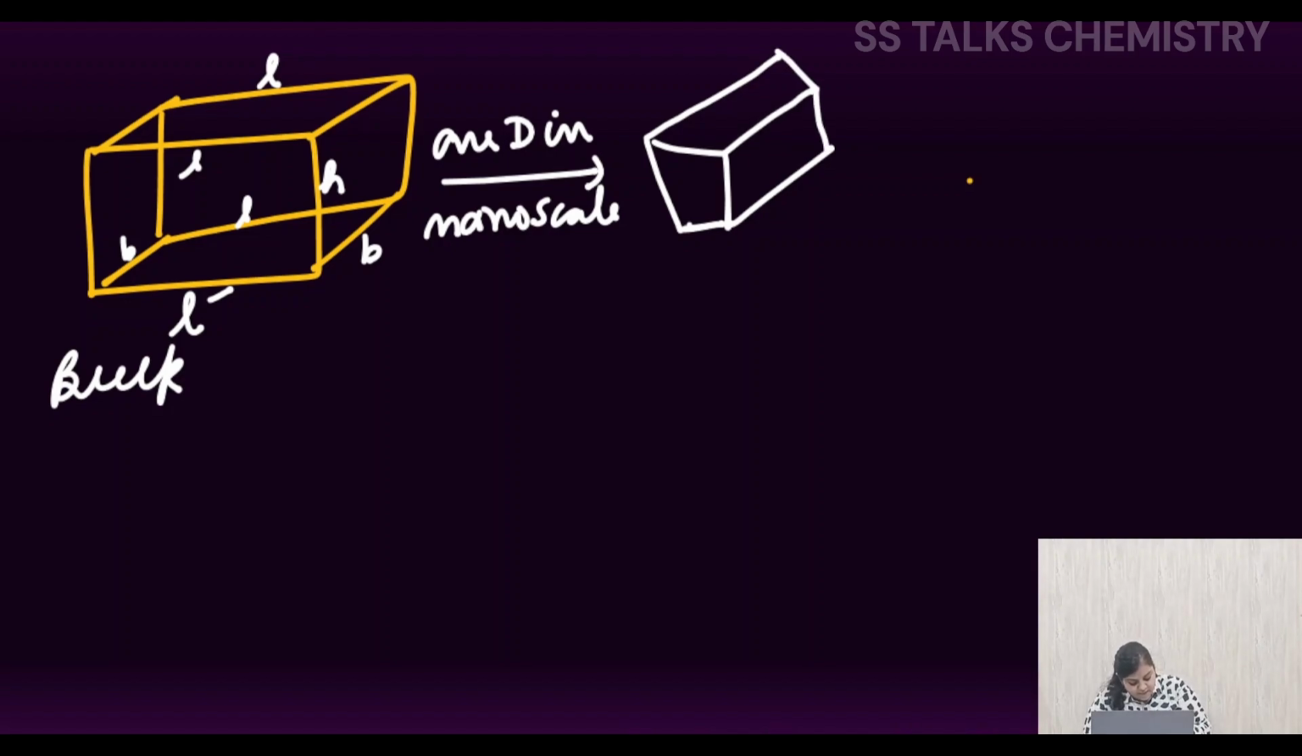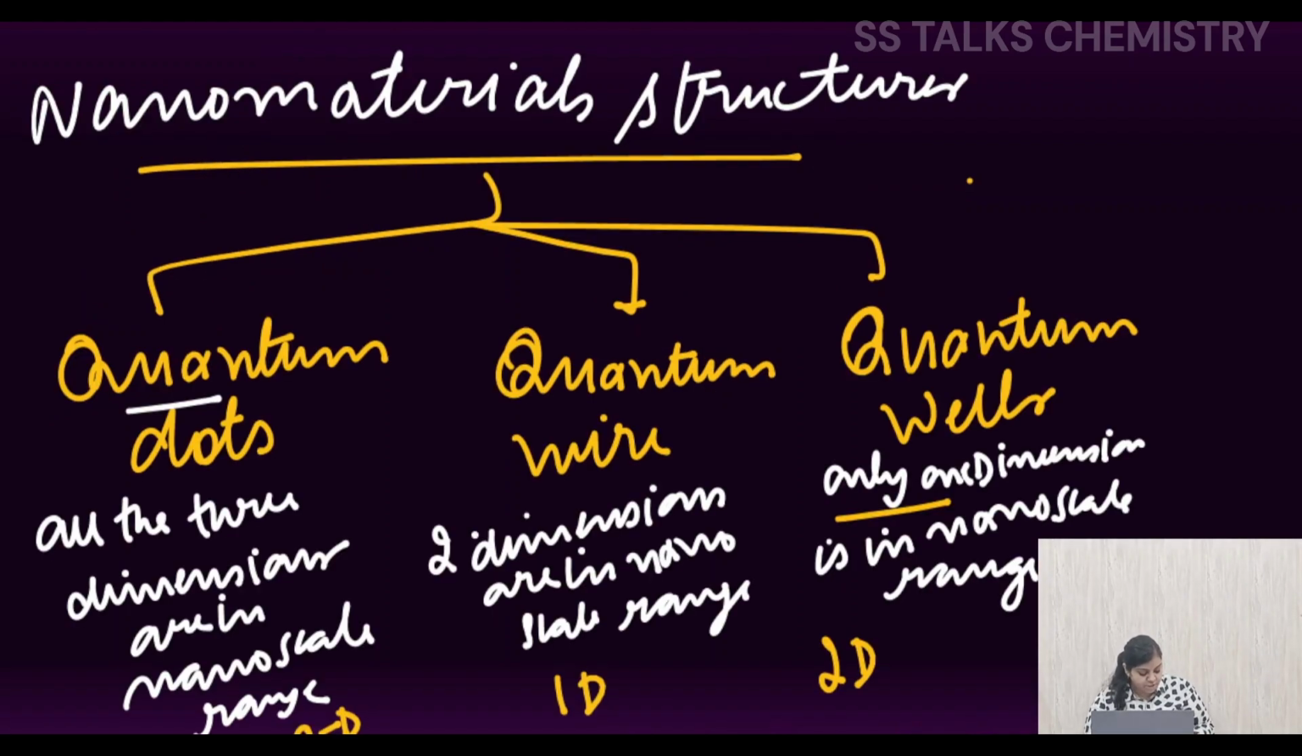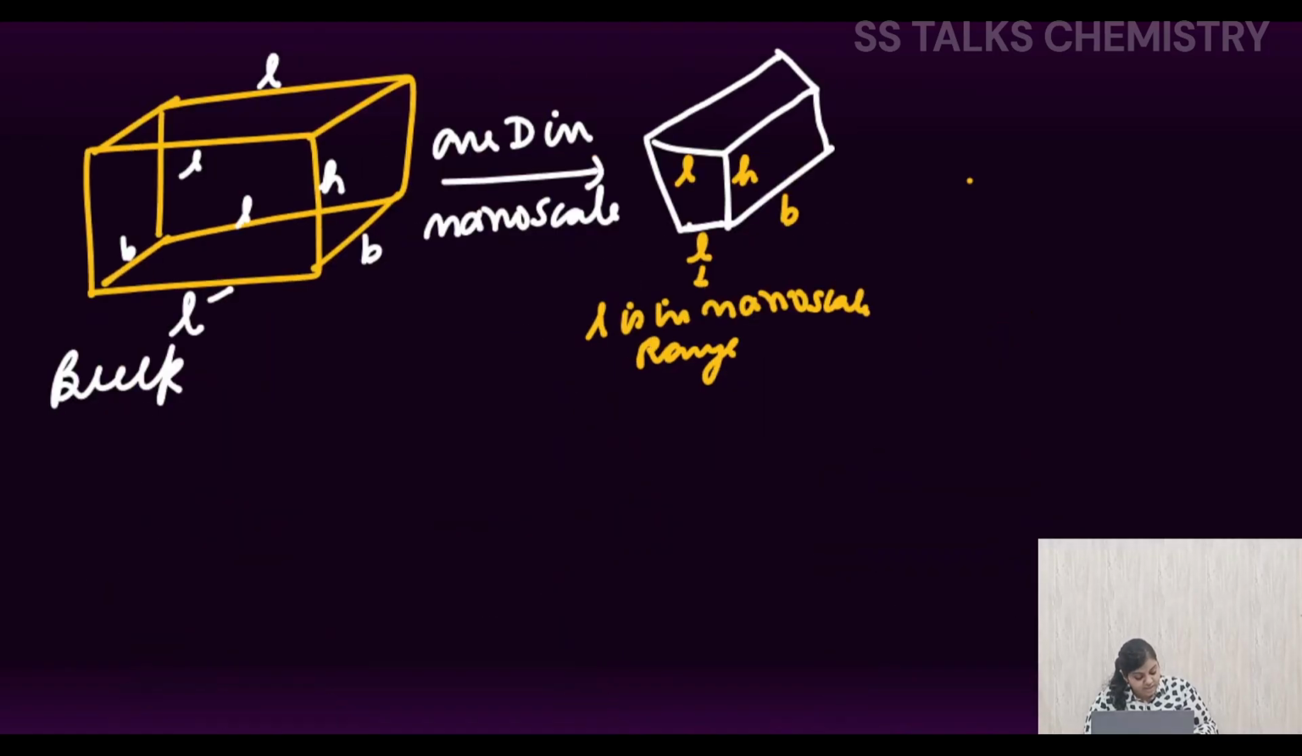Right, so you can see here that this length we have brought into the nanoscale range. This breadth remains the same, and this height you can just say is the same only. So length is in the nanoscale range. If one of the dimensions is in the nanoscale range, what type of species do we call it? In one dimension, it becomes your quantum well. So this is basically the structure of my quantum well. Quantum well it is called.